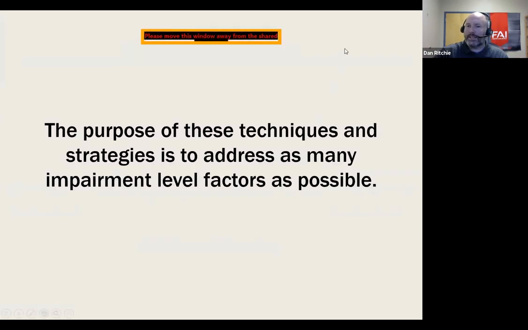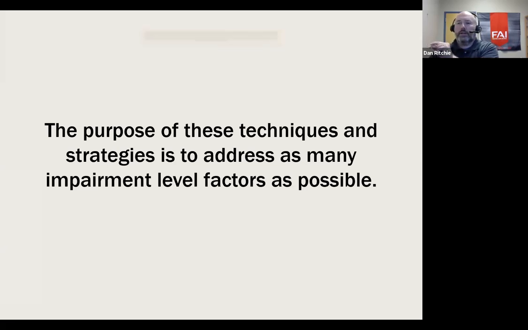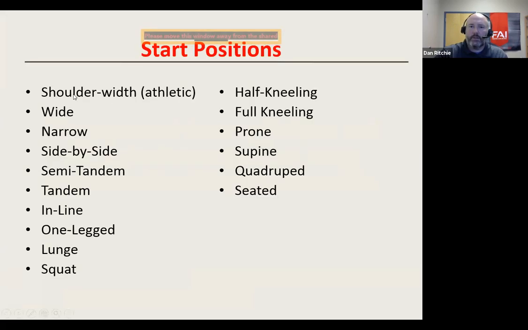So the purpose of these techniques and strategies is to try to address as many impairment level factors as possible. Remember, we're trying to train a whole bunch of different things, and some exercises you'll be like, well, that's the same exercise, but now we're doing it for balance, and now we're doing it for strength, and now we're doing it for a cognitive challenge. So we might have a different strategy behind the specific exercise.